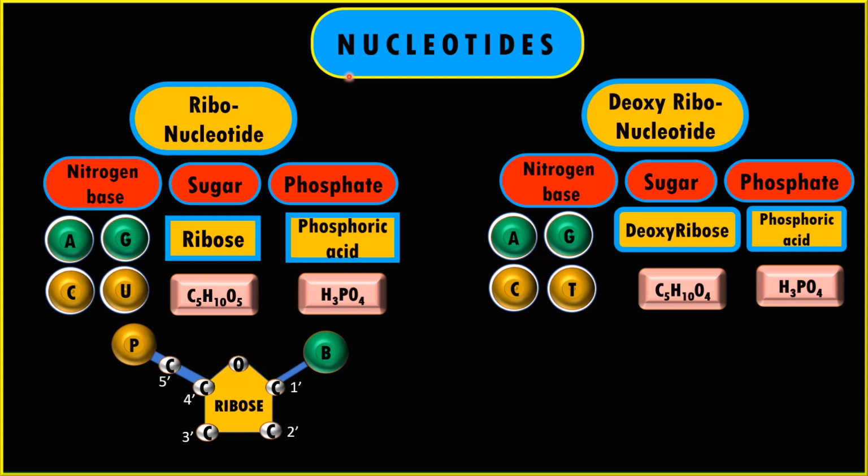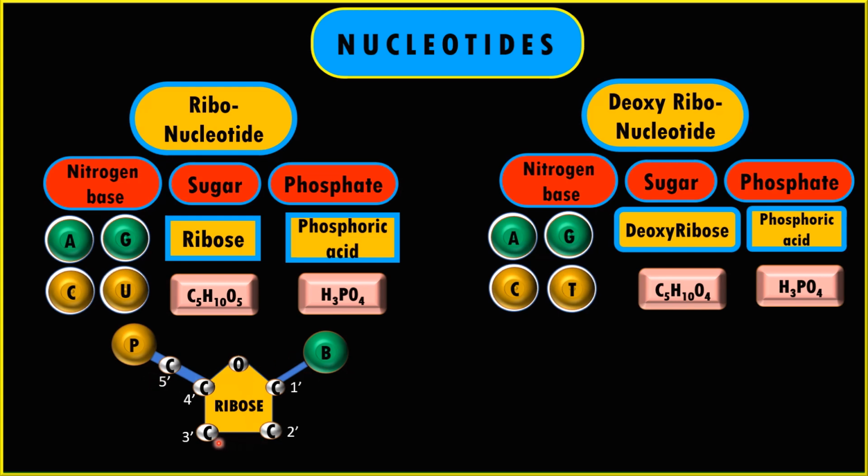So a nucleotide is made up of base, sugar and phosphate. Border Security Police, remember this mnemonic. One more thing I want to tell you: the numbering is said as 1 prime. This dash indicates prime. So this carbon is called 1 prime, this carbon is 2 prime, 3 prime, 4 prime and 5 prime. So remember this notation also.